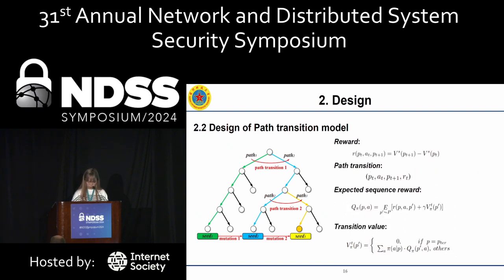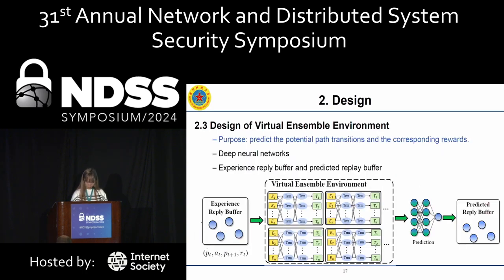Then we introduce the design of the path transition model to evaluate path transitions and mutations. We propose the concept of rewards and expected sequence rewards, and first use seed value to evaluate paths. The seed value is calculated based on four factors: seed distance, difficulty, execution speed, and whether the seed is favored. Based on the four factors, we use interval weight methods to calculate the seed value. With the seed value, we calculate the reward and use a tuple to denote the path transition.